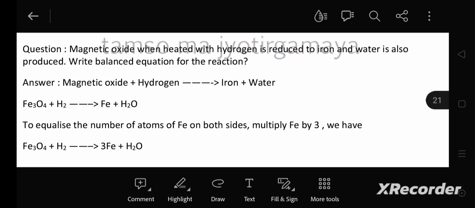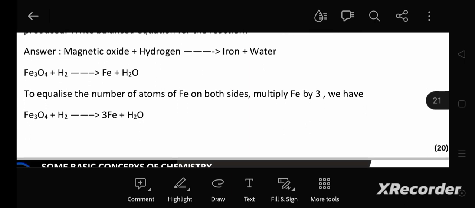Now we have to balance this equation. Firstly we have to balance the metal on both sides. Here, if you see, on the reactant side iron is 3, but on the product side only one iron atom is present. So you have to multiply by a suitable number so that the iron atoms become equal on both the reactant side and the product side.